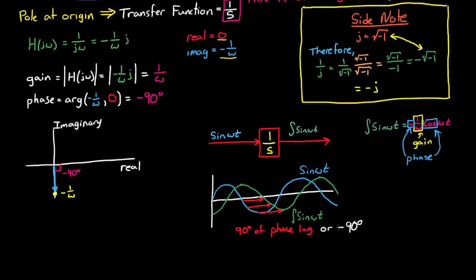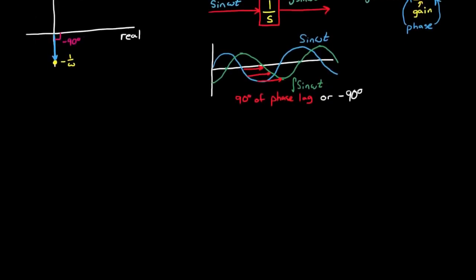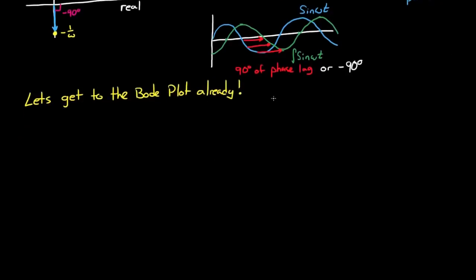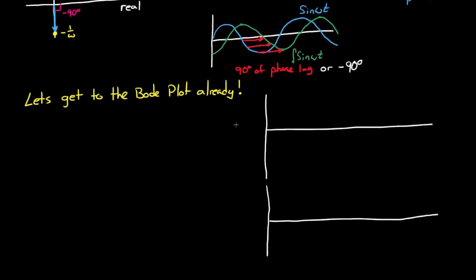But we don't have to do any of that math in the future if we can remember what the frequency response looks like for a transfer function of this class. So let's get to the Bode plot already and see what this looks like. We've just solved for everything we need to plot the gain and phase at all frequencies on a Bode plot.